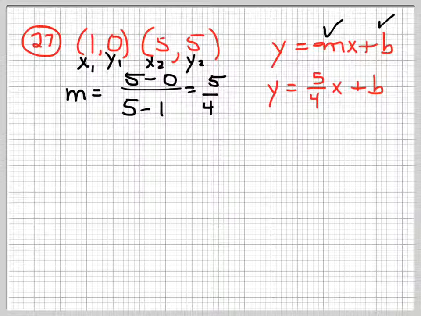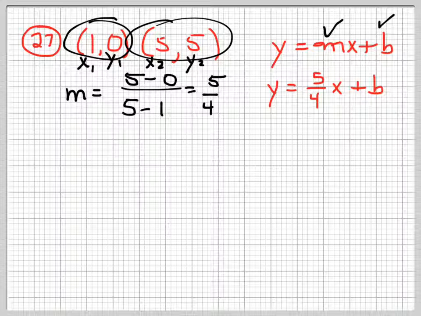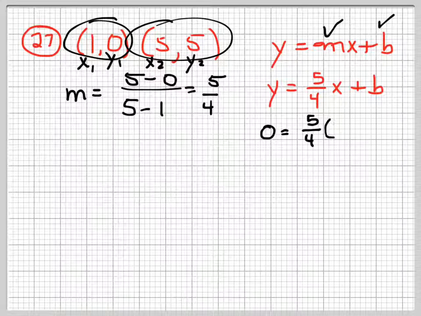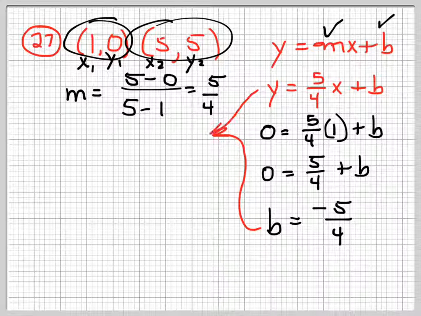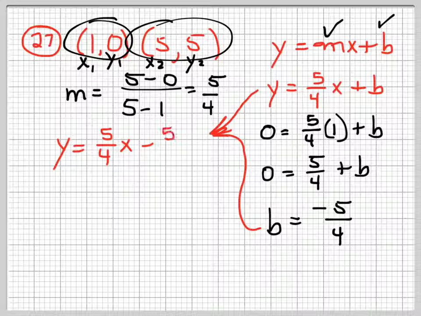I'm going to choose a point. I can choose either (1, 0) or (5, 5) to plug in. The equation has to make both ordered pairs true when they get plugged in. I'm going to use the one where y is 0 and x is 1. That looks like it'll be easier math to me. And so I find out b is equal to -5/4. And so taking this, combining it with that equation that we almost have filled out, our slope 5/4 x and our y-intercept minus 5/4.